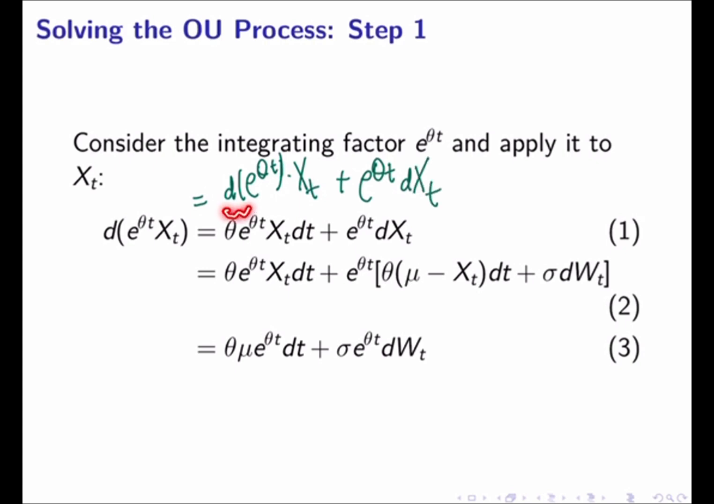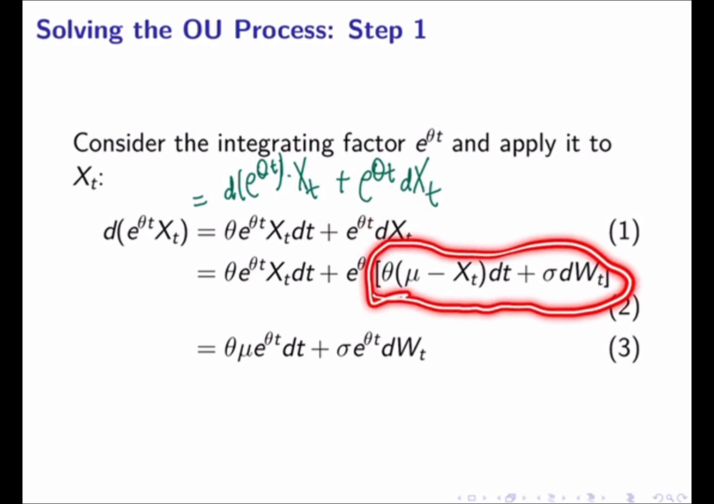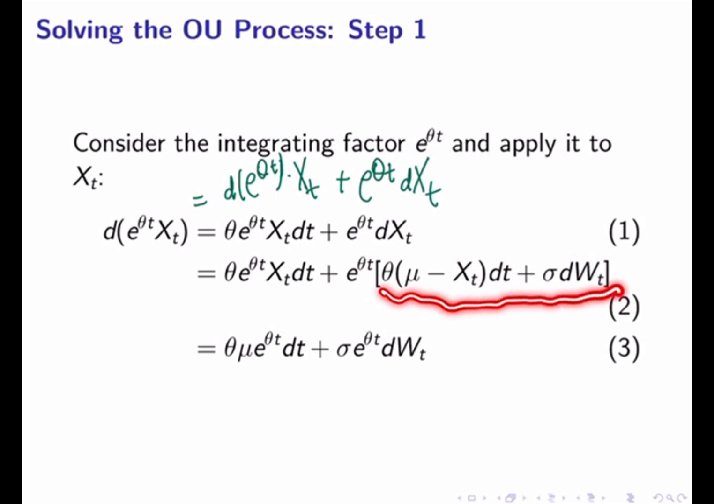For the first term, the differential of exp(theta t), taking the derivative of this function with respect to t, is theta exp(theta t), and then we include Xt dt here, where dt corresponds to this differential. For the second term, we copy it here, and for this dXt, we can copy the SDE in. So it is equal to this quantity.